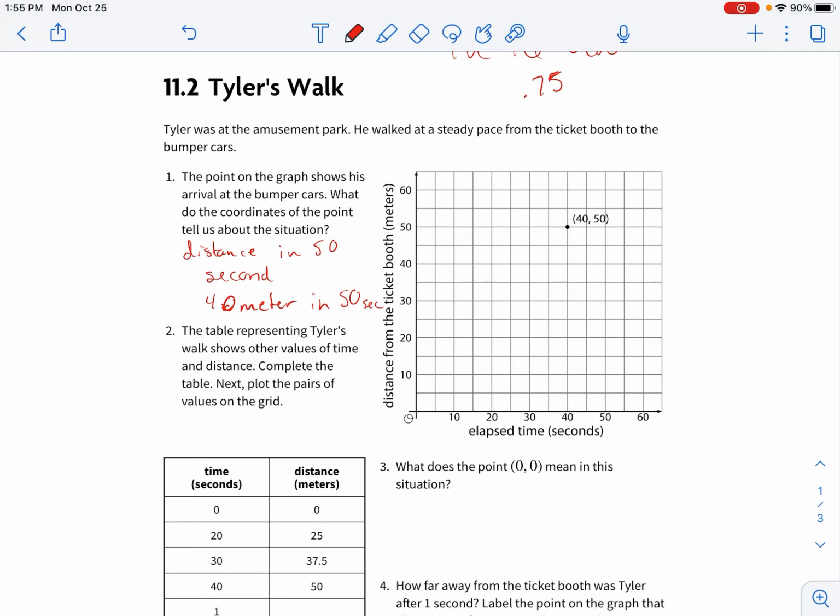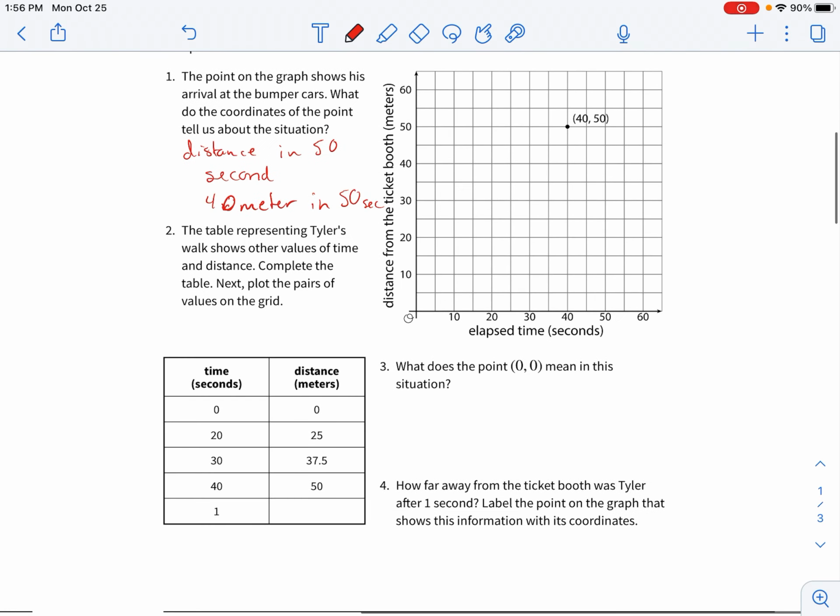Okay, it says the table representing Tyler's walk shows other values of time and distance. Complete the table. Next, plot the pairs of the values on the grid. Okay, so here's the table. So at 0, 0. He was right there. At 20 seconds, he was at 25. Okay, at 30, he was at 37.5. And then at 40, he's at 50, so that one's there.